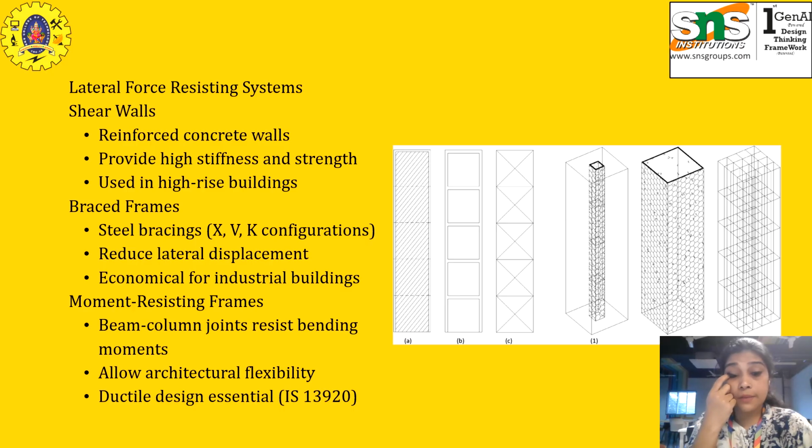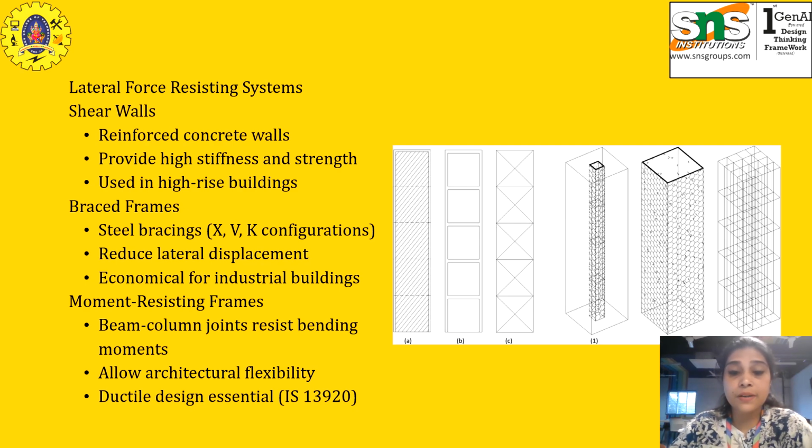While braced frames are also very important. Steel braces, mainly in X, V, or K shapes, also reduce the lateral displacement, and are commonly used in industrial buildings, very economical and very effective.